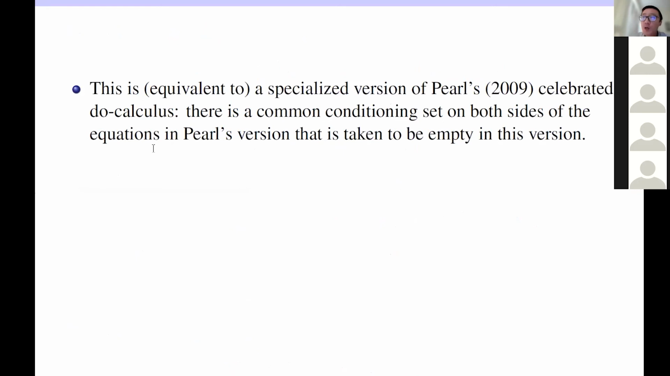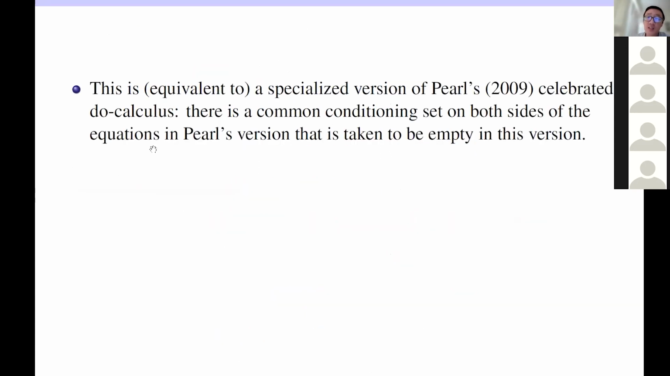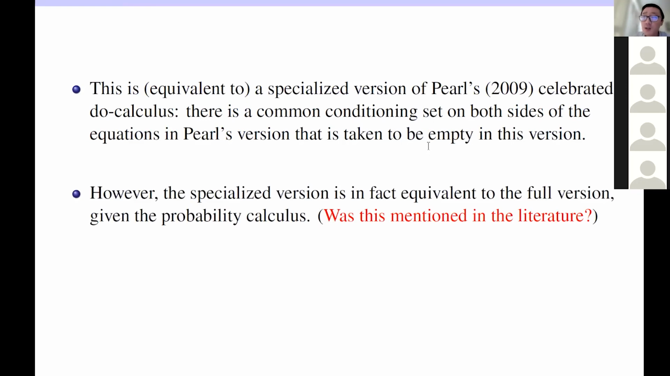For those of you who are familiar with Pearl's do-calculus, you can see that our version actually is much simpler and is actually a special case. It's a special case in the sense that in Pearl's version, there is a common conditioning set that's actually taken to be empty in our version. So we just use a special case of Pearl's do-calculus. However, I didn't realize this before, but now given this work, I suddenly realized there's a very simple argument showing that the specialized version is in fact equivalent to Pearl's full version, given the probability calculus.